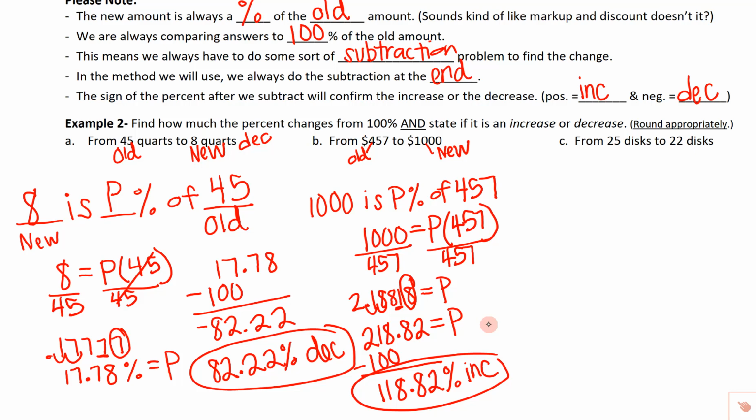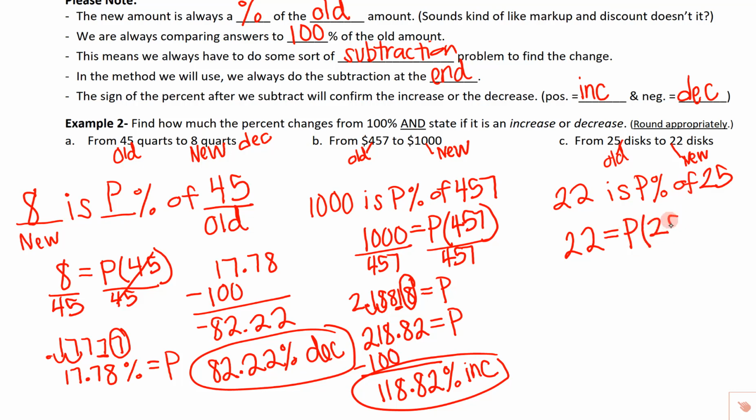Okay, the last one: 25 discs to 22 discs. So think, it went from here, 25, that's my old, to 22 is my new. So we always put the new first. 22 is P% of the old 25. We're comparing it to that original price. So we're going to write our equation: 22 equals P% of means multiply, so I'm going to multiply it.